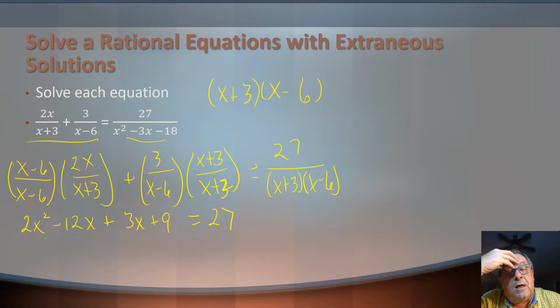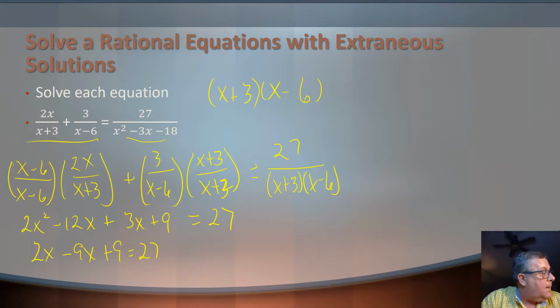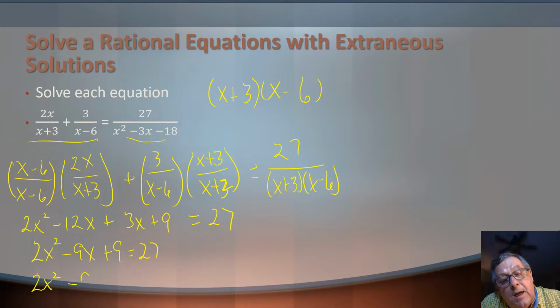All right, so let's combine like terms here. So I've got now 2x squared. Negative 12x plus 3x is negative 9x plus 9 equals 27. And let's subtract 27 from both sides. And once we do, that should be 2x squared minus 9x minus 18 is now equal to 0.